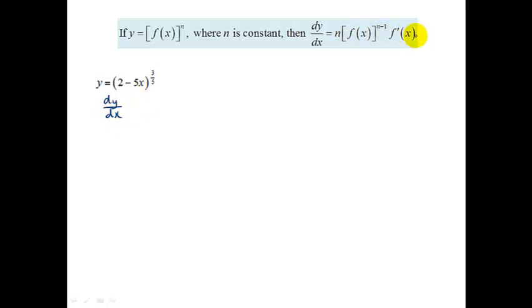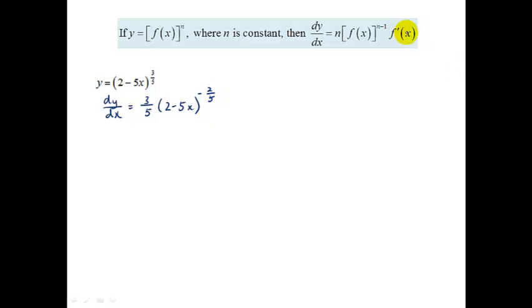Applying this formula, dy/dx is equal to, bring down the power 3 over 5. f(x) still remains, and the power of f(x) now changes to negative 2 over 5. Why is this negative 2 over 5? You're right, it's because I take the original power 3 over 5 and I minus 1 from it, so I get minus 2 over 5.